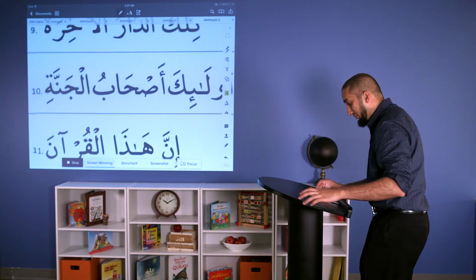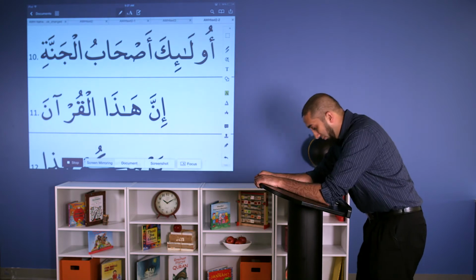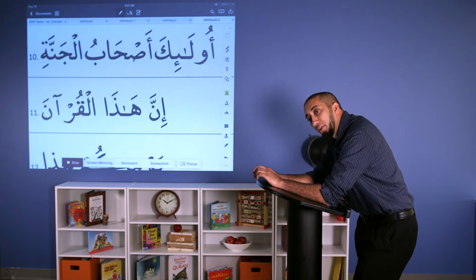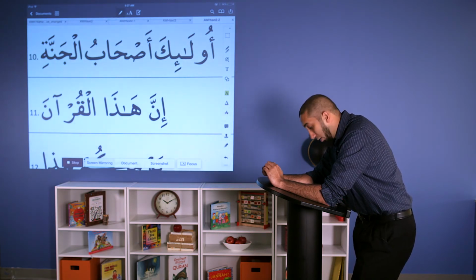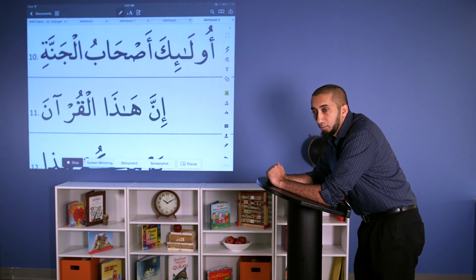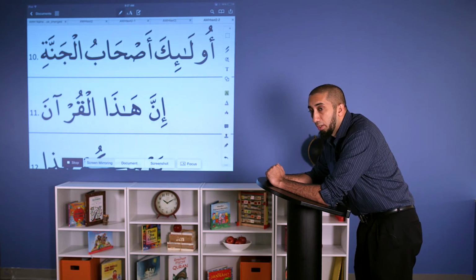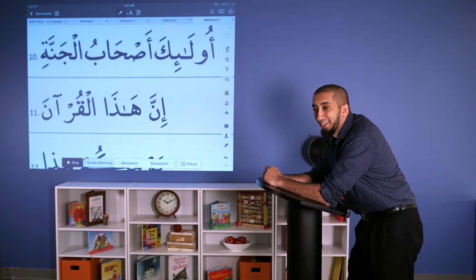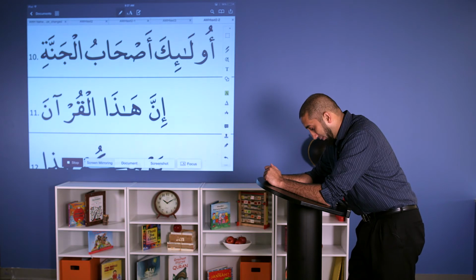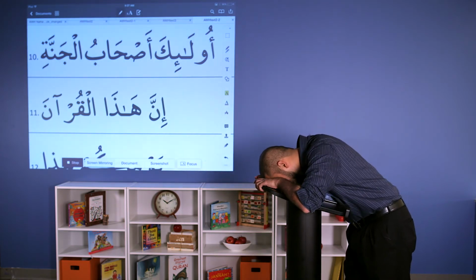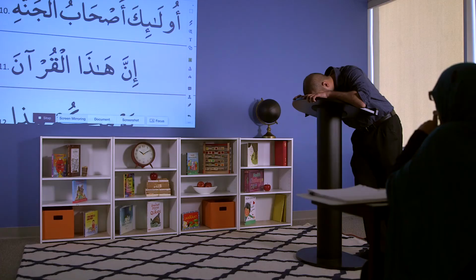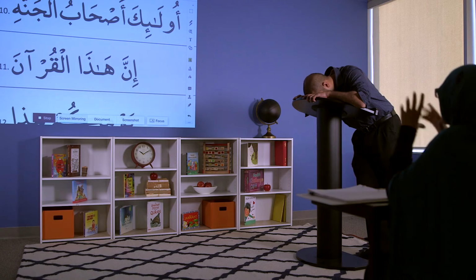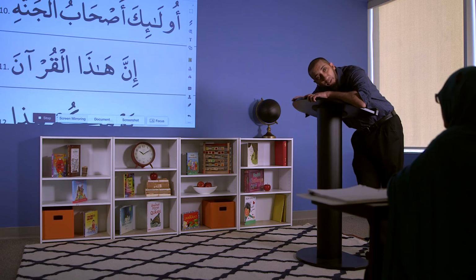Ulaika ashabul jannah. Sentence or fragment? Sentence. Why? Because there's no L after the pointer. Translate it. Ulaika, those. Companions is ashab. Companions of Jannah. Translate it again. Those companions of Jannah. So you didn't put an "is" in your translation.